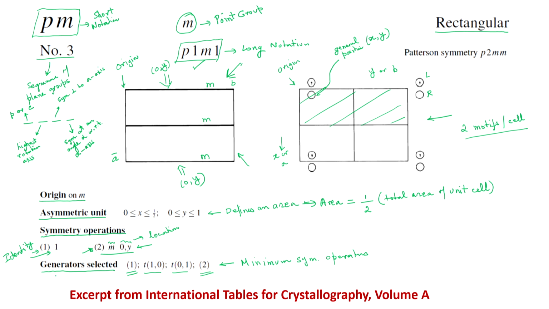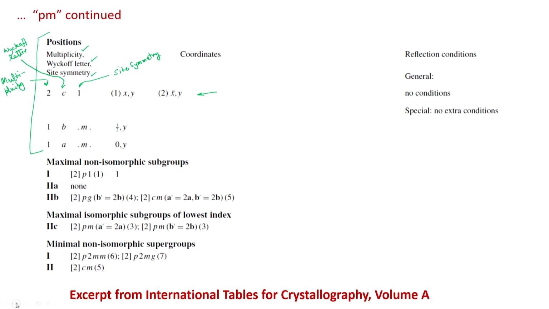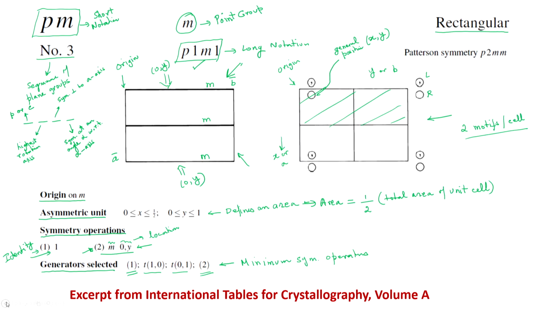Now, what is so important about the general position? Let us focus on a single atom. If a single atom is lying on a general position and we let the symmetry operate on that atom, it starts out with the coordinates x comma y. With the reflection operation, the coordinates here would clearly be x bar comma y, where x bar represents minus x. So it will be minus x comma y because of the reflection.